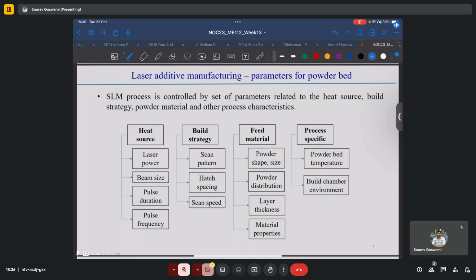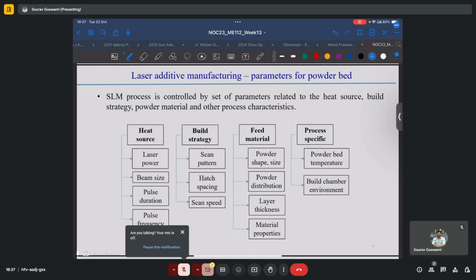Keeping the hatch spacing optimum is also necessary to prevent interlayer porosity, that is, in the deposition of one bead adjacent to a previously deposited bead. We must ensure that there is sufficient overlap and no pores in between.